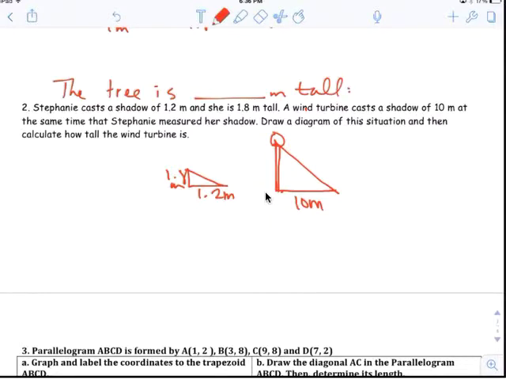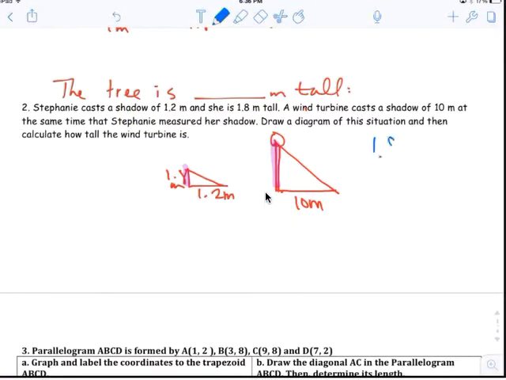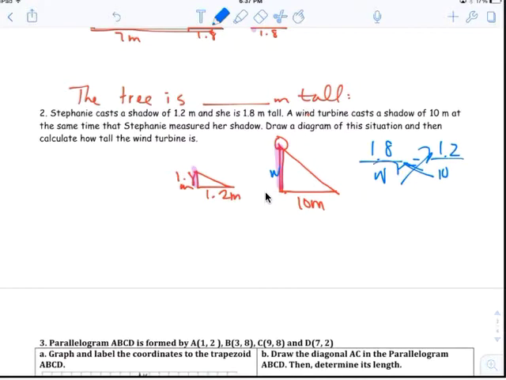Okay, well, wind turbine is to Stephanie. That's what happens when you don't read everything. I was in a rush. Okay, so 1.8 over wind turbine equals 1.2 over 10 meters here. Cross multiply and then solve for the height of the wind turbine.